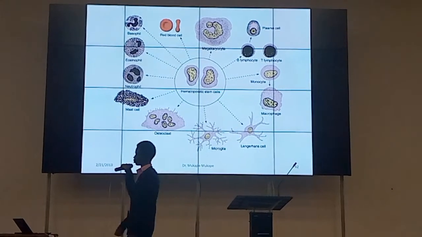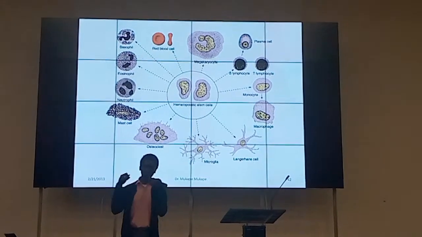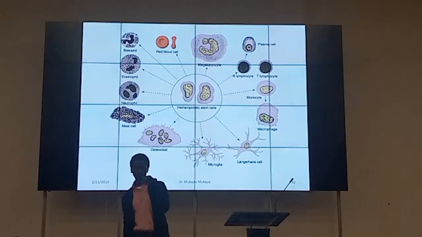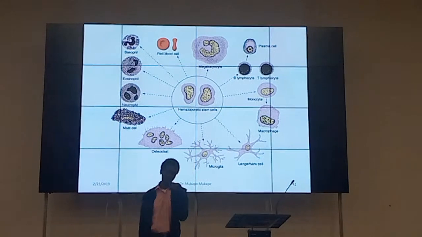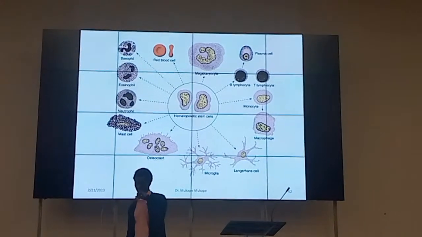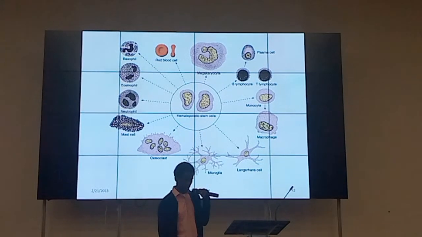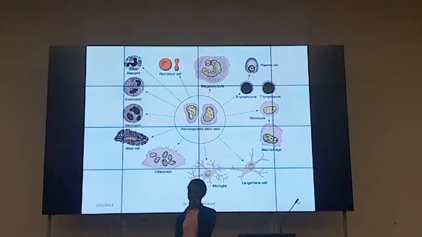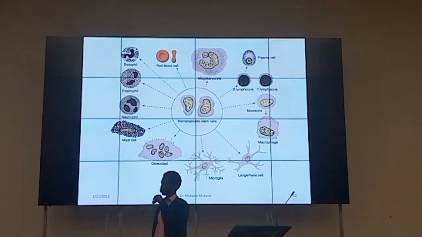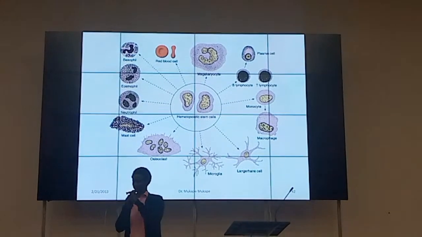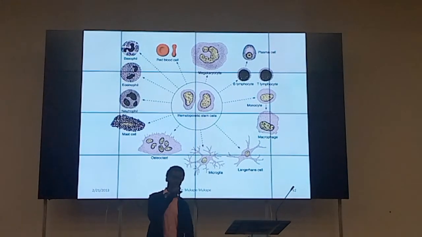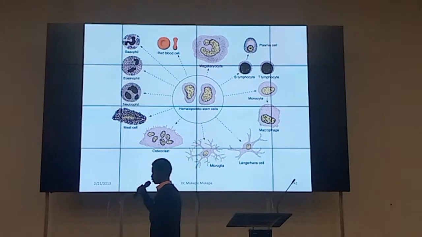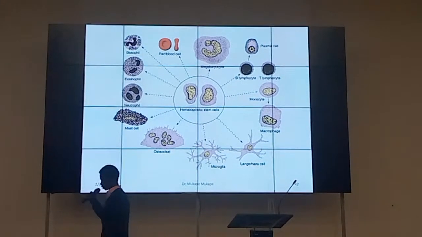Okay, so we have listed three so far: memory T cells, CD4 T cells, and suppressor T cells. Okay, what's the function of, let's say, memory T cells? As the name suggests, they keep what? Memory. So they keep memory to defend you next time you have the same disease.